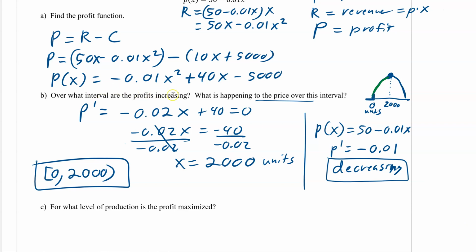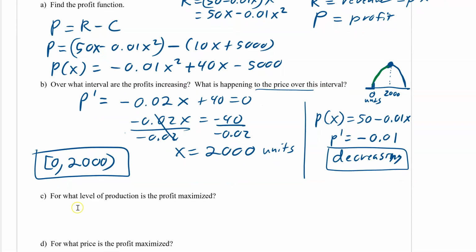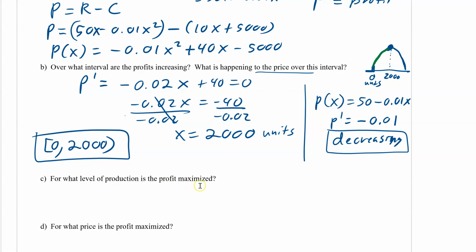So if you want profits, you've got to look at profits. If you're looking at price, you have to look at price. So for what level of production is the profit maximized? We already know it's going to be a maximum because it's a parabola.